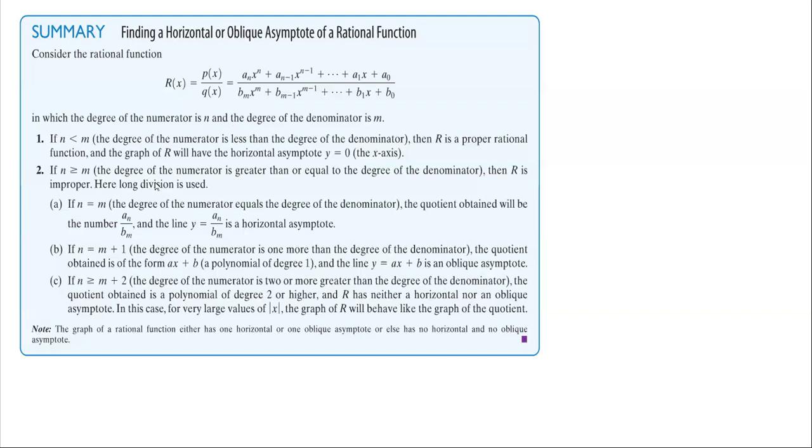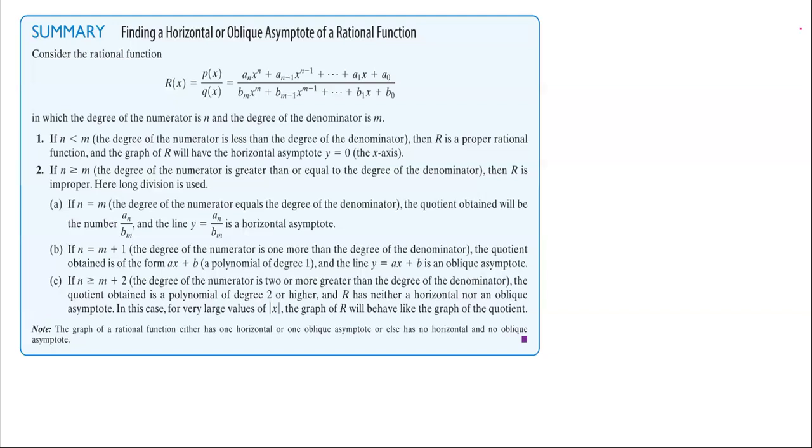Okay, so let's look at the first one. It says if n is less than m, the degree of the numerator is less than the degree of the denominator, then r is a proper rational function and the graph of r will have a horizontal asymptote at y is equal to 0, the x-axis. Okay, so what does that mean?